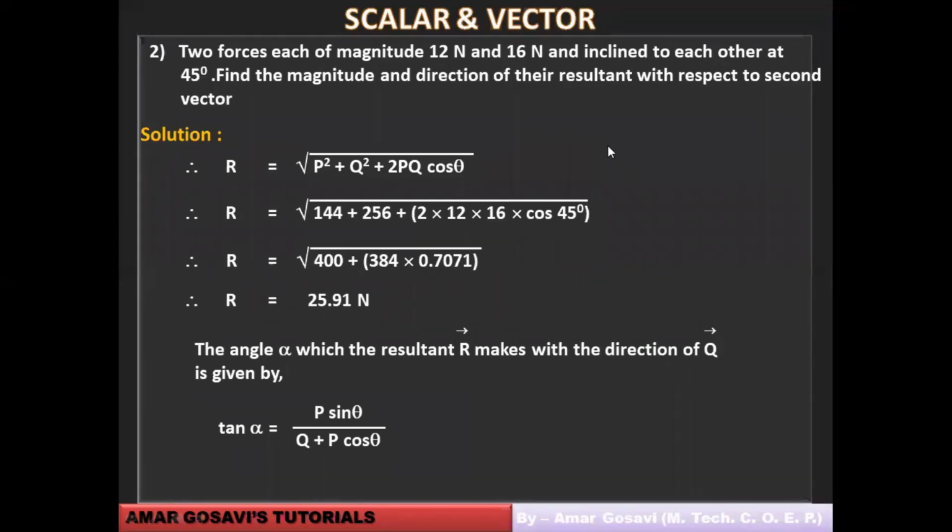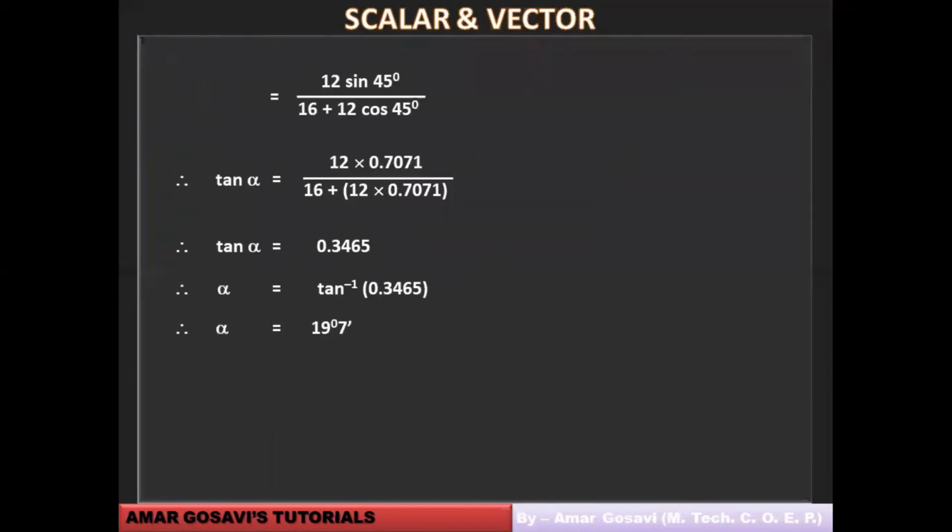So let's talk about the direction. Now for direction, we have this formula tan alpha equal to P sine theta upon Q plus P cos theta. Put the values of P and Q and you get the value. Okay. So P is 12 and Q is 16. We're just putting the value. Sin 45 and cos 45, it amounts to same thing, 1 by root 2 or 0.707. When you substitute these values and you solve this, you get the value as 0.3465.